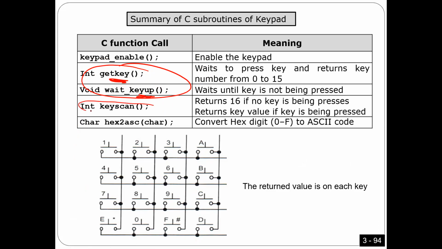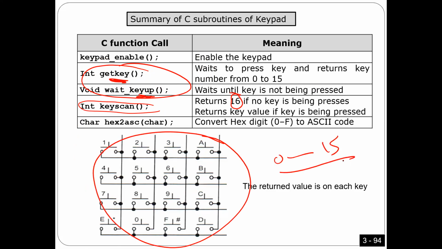The last one, which we may not need, if you call this function, is not going to wait like this one. This one is going to wait like keypad. This one is not going to wait. Once you call this function, it's going to go to the keypad. If you don't press anything, it's going to return the number 16. Otherwise, it's going to return a number from 0 to 15. So if you press any number, it's going to return this number from 0 to 15. If you don't press anything, it's going to return 16.